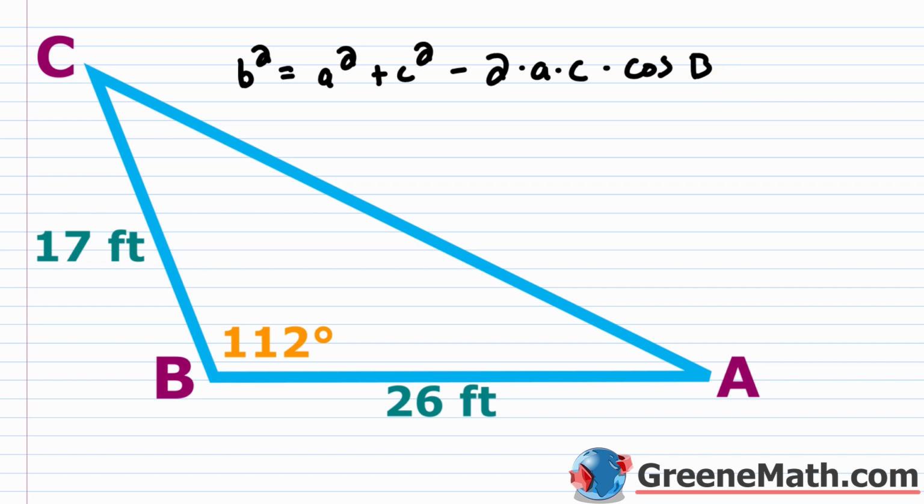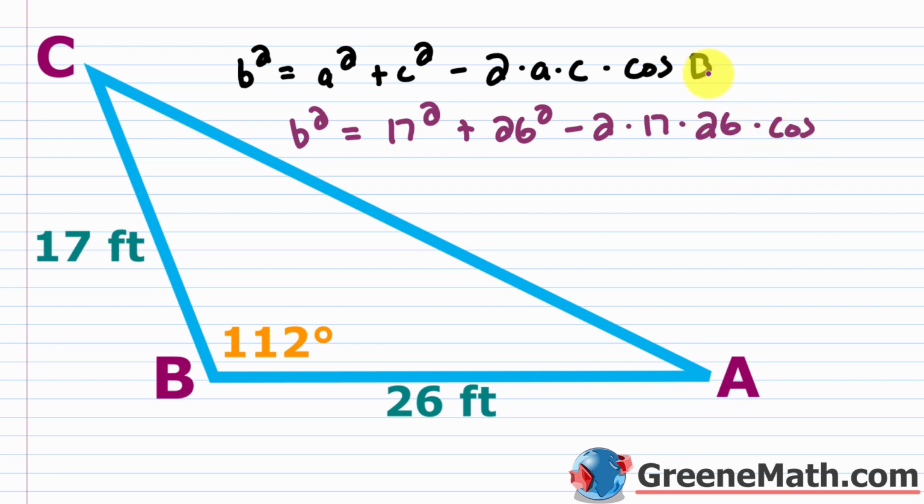So what we're going to do here is just plug in what we know. The length of side A is 17 feet, the length of side C is 26 feet, and my angle B is 112 degrees. Now I'm going to leave the units off because we know at the end of the day this will be in terms of feet, so don't even worry about it. I'll just say that B squared is equal to 17 squared, plus 26 squared, minus 2 times 17 times 26 times the cosine of my angle B, which is 112 degrees.